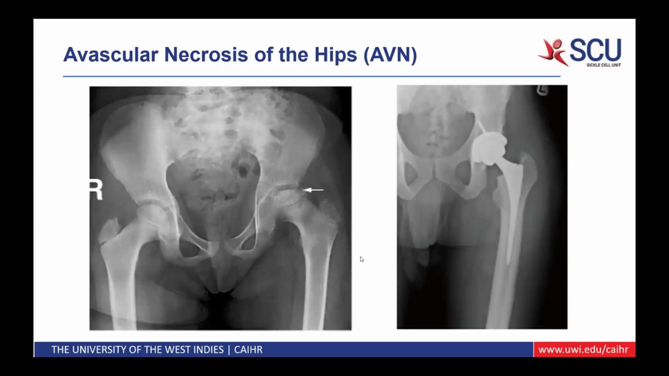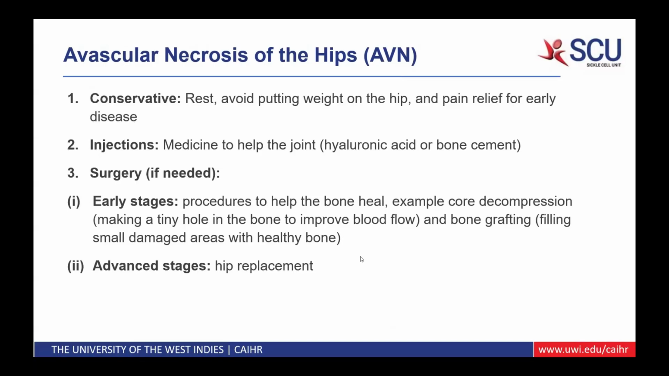So if we look on this X-ray, that's what we're seeing there on the left. And beside it, where the arrow is, you can see that there are some changes to the top of the femur there. And beside that is a picture showing hip replacement. And we're going to talk about that in the next slide.